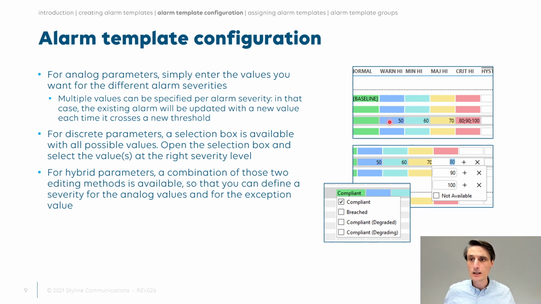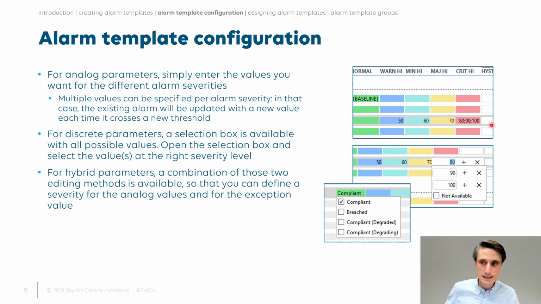So you just click on one of the cells and it will give you an edit box where you can type in the thresholds. So the thresholds have been specified here, 50, 60. So as soon as my parameter increases and goes above 50, a warning high will be generated. If it goes above 60, a minor high will be generated, etc.